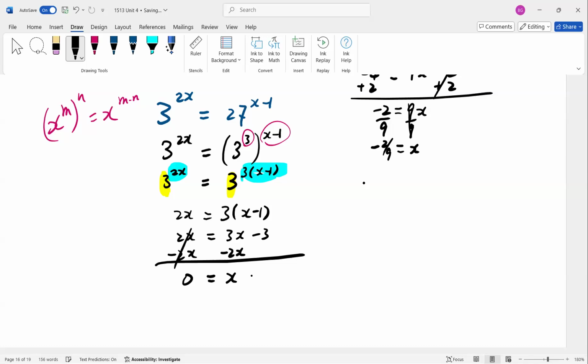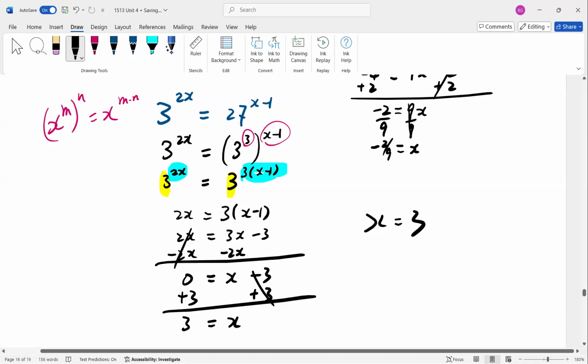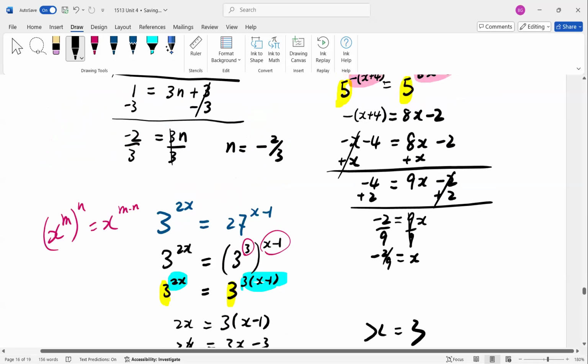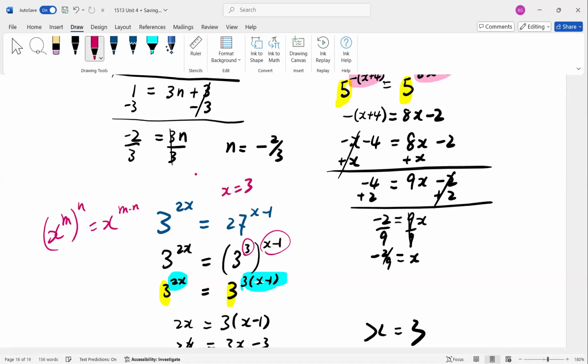3x minus 2x is x, and minus 3 plus 3 cancels, so x equals 3, right? Yeah. You know, it's not very difficult to double check. My proposed solution is 3, and if I plug it back in, I can see my answer satisfies the equation.